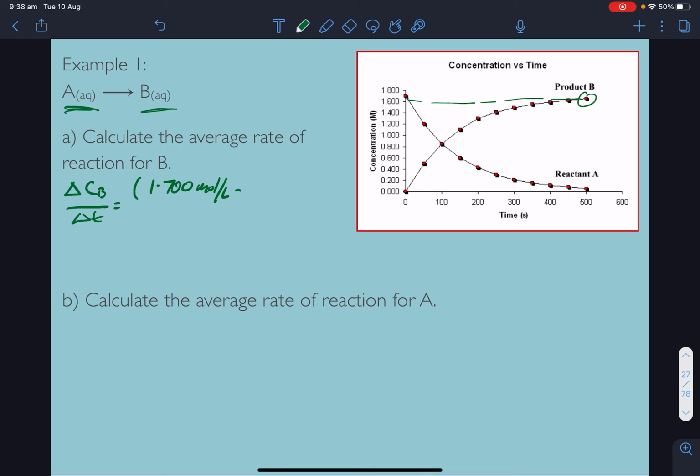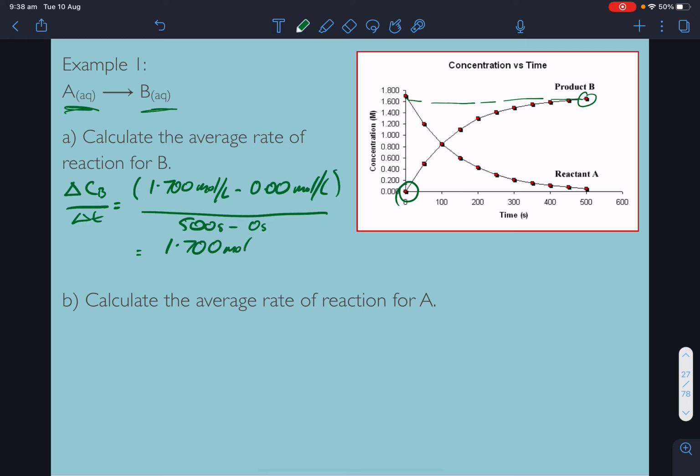Have I got this around the right way? Yeah, final minus initial. Yeah, that's okay. Which is 0.00 moles per liter, divided by the final time, which is 500 seconds, minus the initial time, which is 0 seconds. So simplify that, and we've got 1.700 moles per litre divided by 500 seconds. And I'll get my calculator, and I'll get my answer in moles per litre per second. Okay? And notice it's a positive sign here. It's increased.